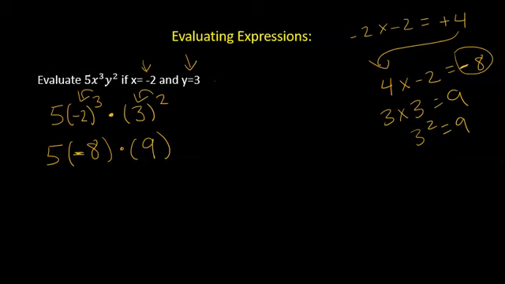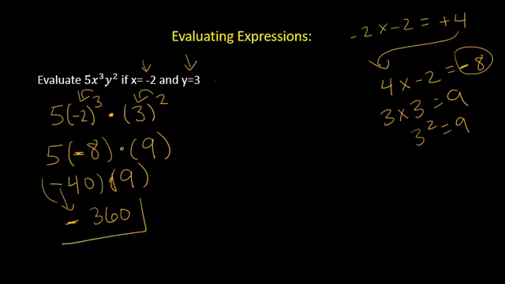Great. So what do I do next? Let's see. Let's do the 5. Let's distribute the 5 in there. So -8 times 5 is actually -40 times 9. What does that give me? It gives me negative. You got to make sure that negative is there. I'm bringing it down. 360. Great. That is the final answer.